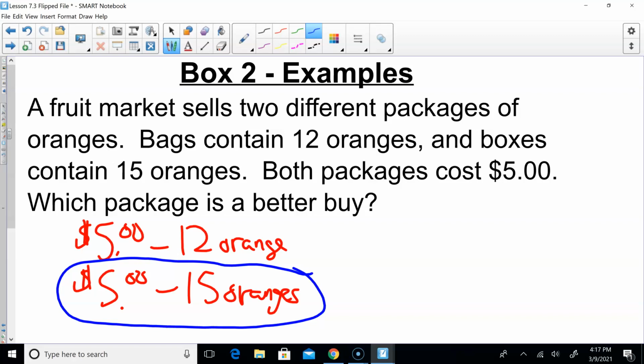oranges. That means each orange, if we would do the math, would actually be about 33 cents per orange. If you ever go to a grocery store, you might see something like per ounce, if you look at tags really carefully to know which one is the better deal.